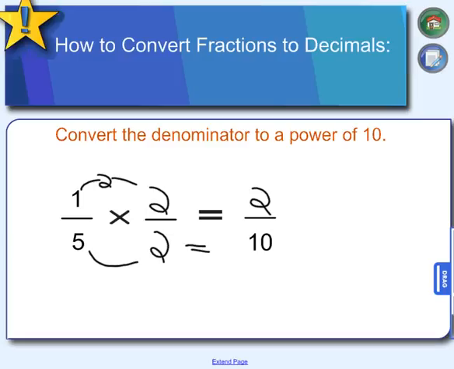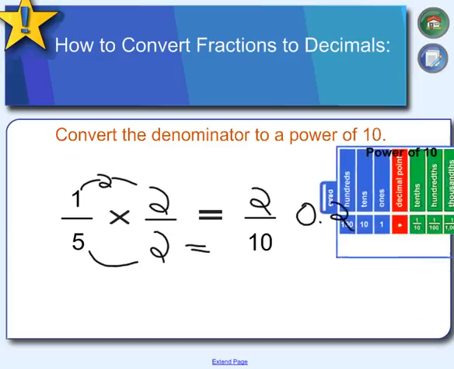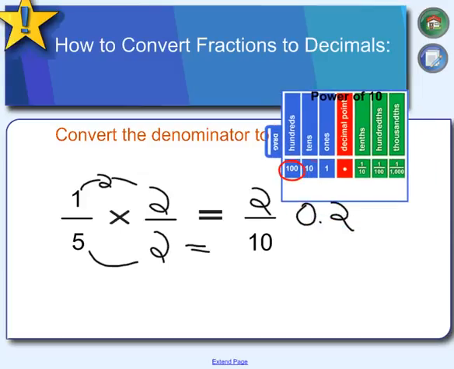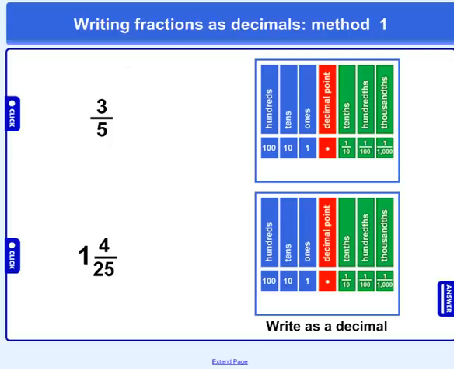Then converted to 2 tenths, when you hear that, you know that it is 0.2. 2 tenths. So to do this, you want to convert your denominator to a power of 10. And remember, a power of 10, if you look at our place value chart, is having a denominator of 10, 100, 1,000, and so on.